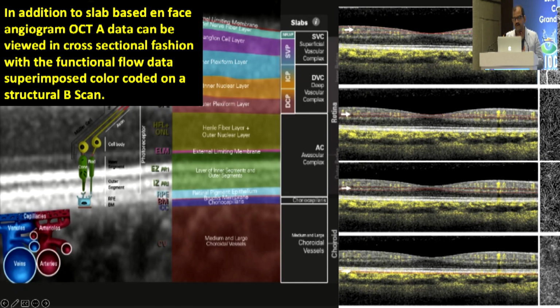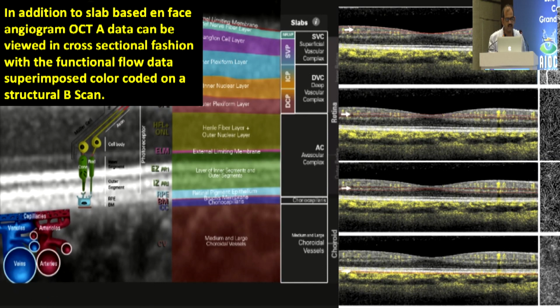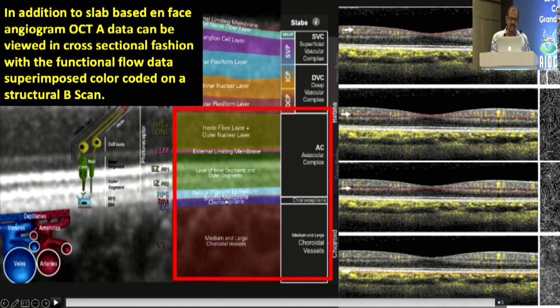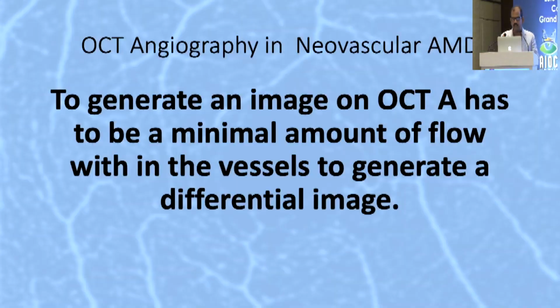This is very important to differentiate the lesion. The yellow color here demonstrates the flow in various layers. These are the pictures of the Heidelberg machine. This is the area where we focus in an age-related macular degeneration patient. This is the avascular complex, this is the choriocapillaris, and this is the choroidal area. This is the area where most of the activity in age-related macular degeneration occurs.